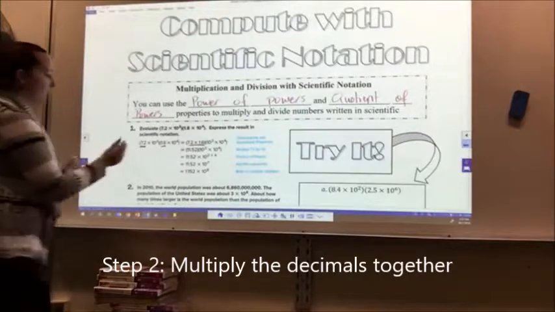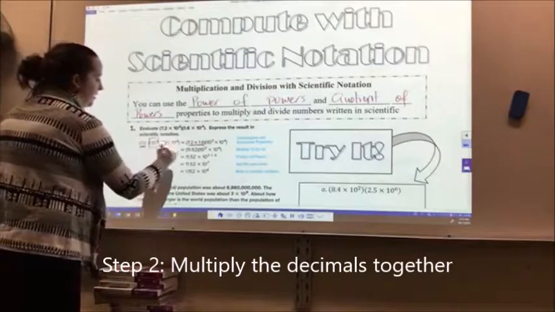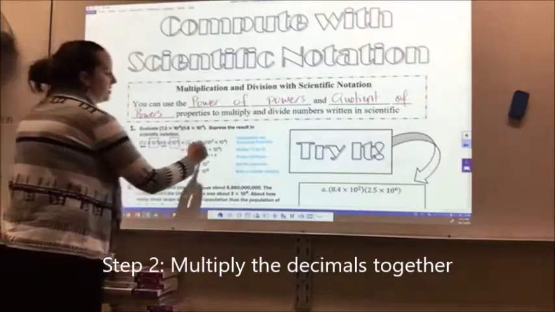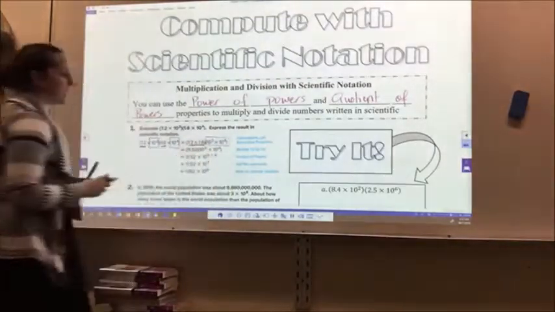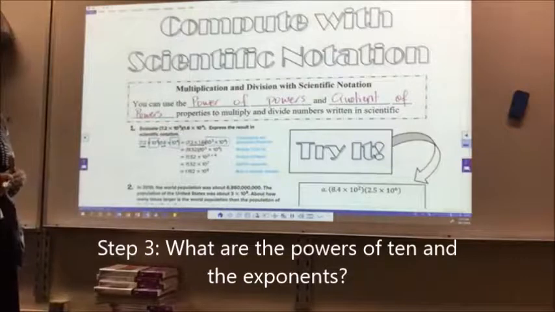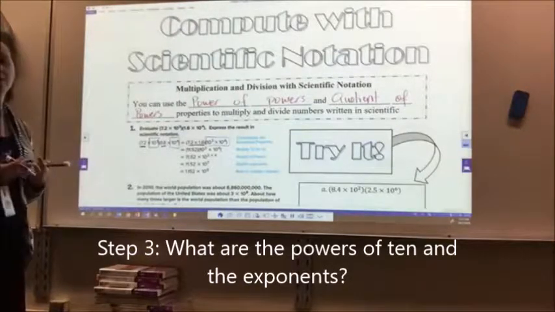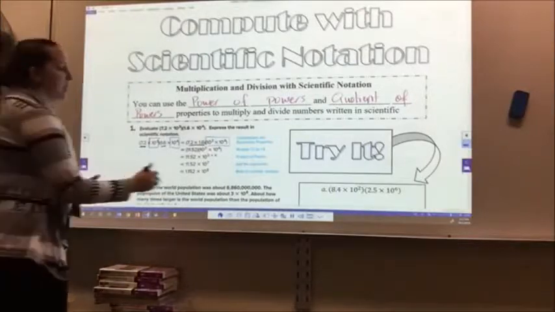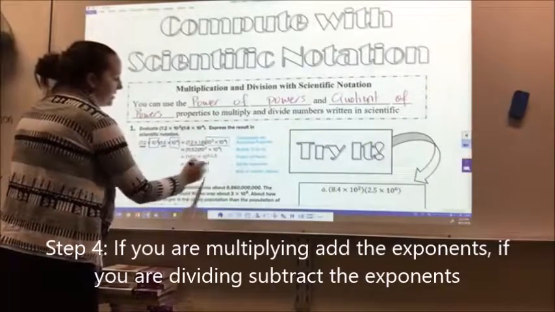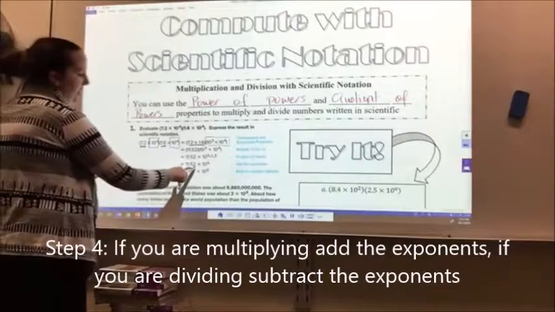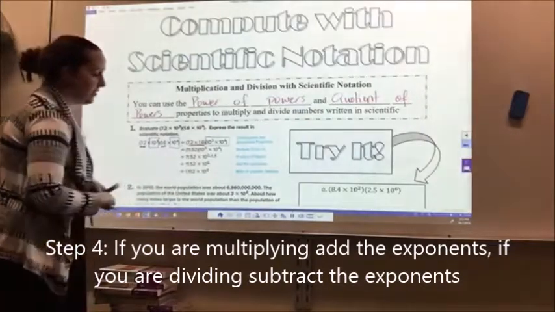Then I want to deal with the exponents. So I have 10 to the third times 10 to the fourth. Using the power of powers rule, all I need to do is add those exponents together. 3 plus 4 gives me 7. So now I have 11.52 times 10 to the 7th.